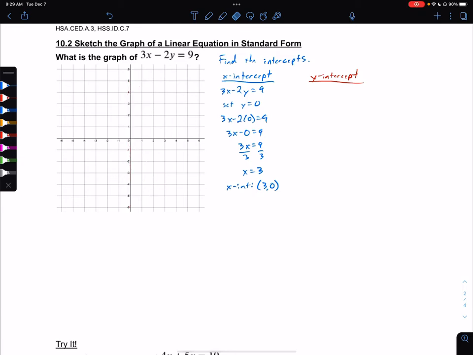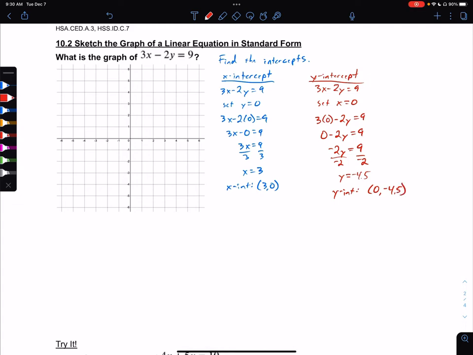So when you're looking for the y-intercept in the equation 3x minus 2y equals 9, you're going to set x equal to 0. So we'd have 3 times 0 minus 2y equals 9, and then we can simplify or solve. Be careful when you have this negative. It's not just 2y, it's negative 2y. One of the most common mistakes would be dropping that negative, so be careful. Divide both sides by negative 2, and y would be equal to negative 4.5. So my y-intercept is (0, negative 4.5).